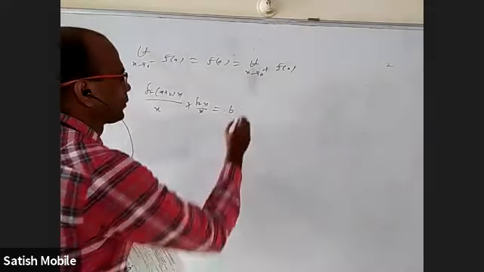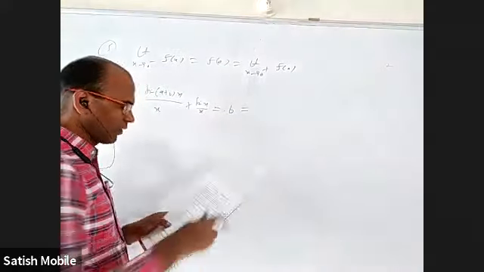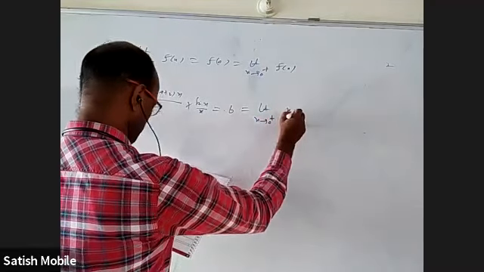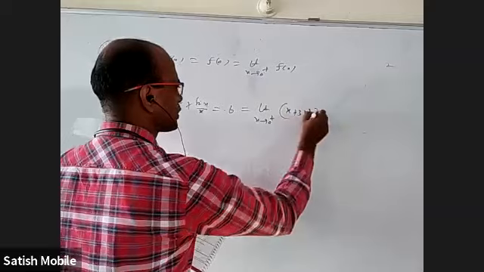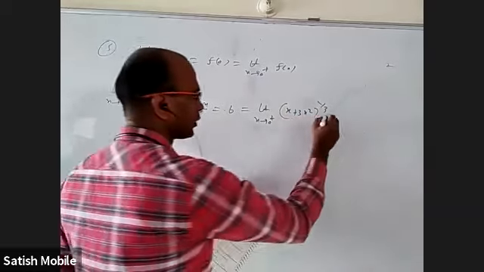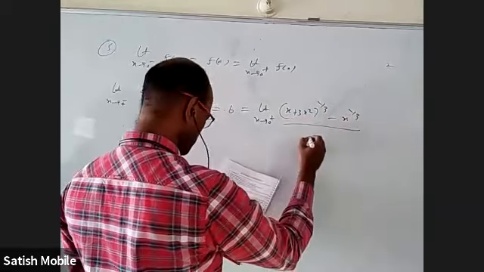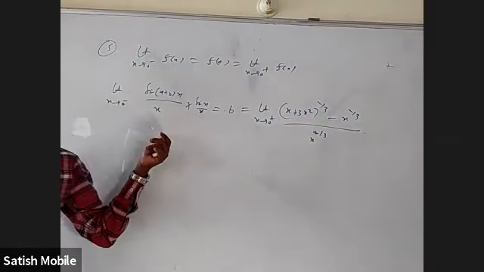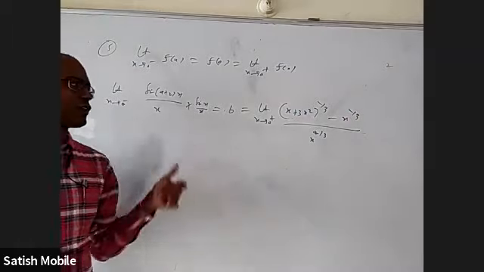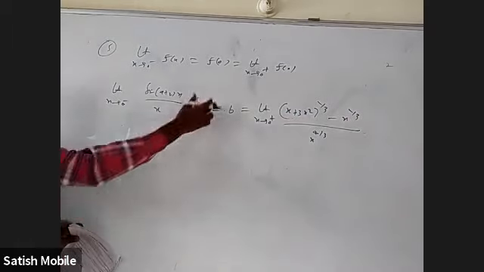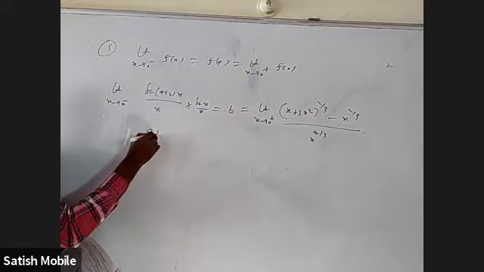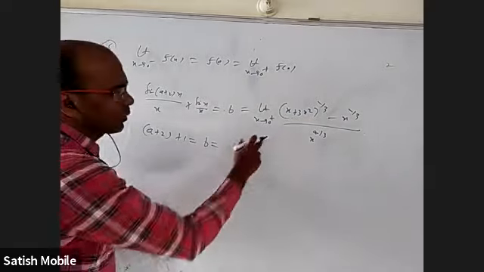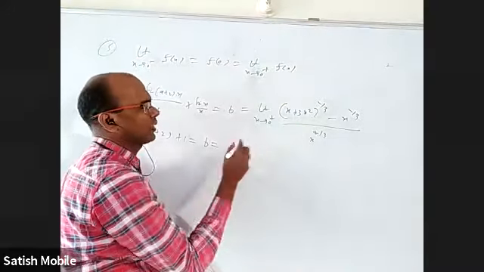Okay. For 0 plus the function is something else. (x plus 3x squared) whole power 1 by 3 minus x power 1 by 3, by x power 4 by 3. Okay. This is the left limit. This is the right limit. This is the function value. But find each one. This limit is 1. This limit is a plus 2. So a plus 2 plus 1. This is b. Coming to here, I can take x power 1 by 3 common and cancel here.